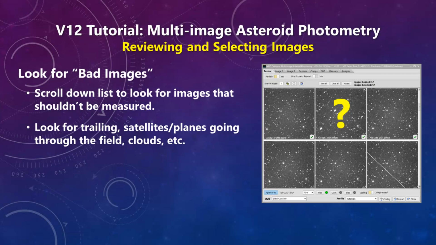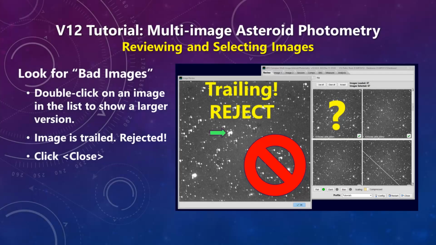Once the images are loaded, scroll up and down the screen to find an image to be skipped, if any. Click the green check mark to exclude an image. The button changes to a red X. Double-click on an image to show a larger version to help decide whether or not it should be included.